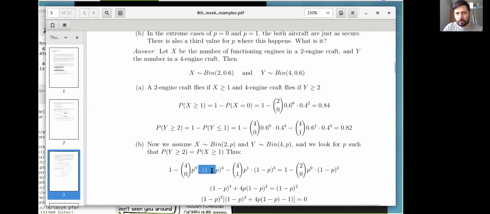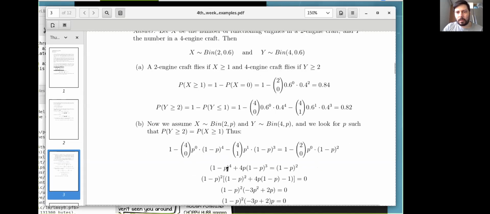Y equals 0 and Y equals 1. Okay. Now we calculate these. This comes out at (1 minus P) to the 4. Everything else here is 1. This comes out at 4 times P times (1 minus P) to the 3 here. And then this comes out at (1 minus P) to the 2.